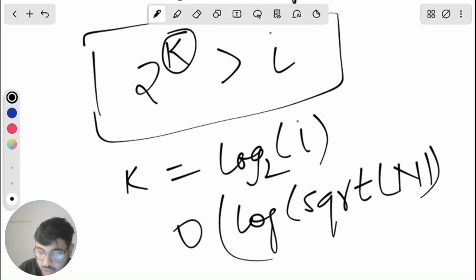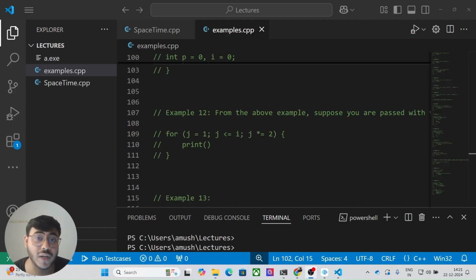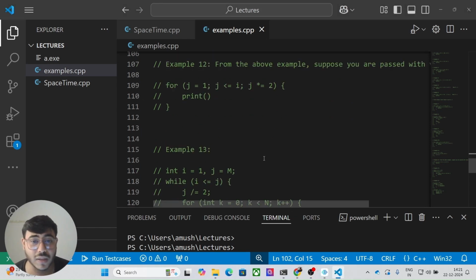This is order of log sqrt n. That completes example number 12. Now let's move on to the 13th example. I had written quite a lot of examples.